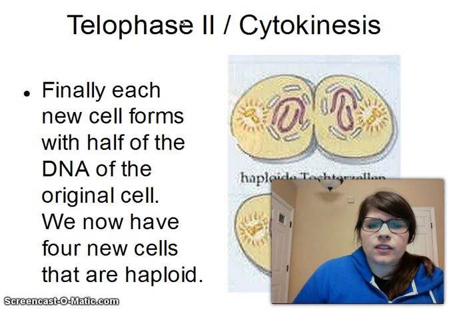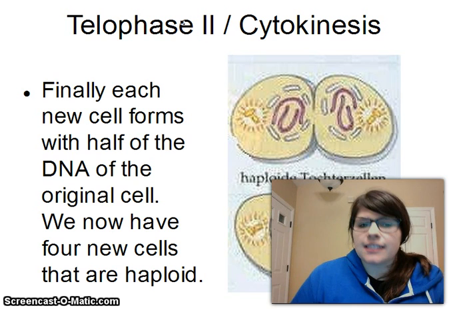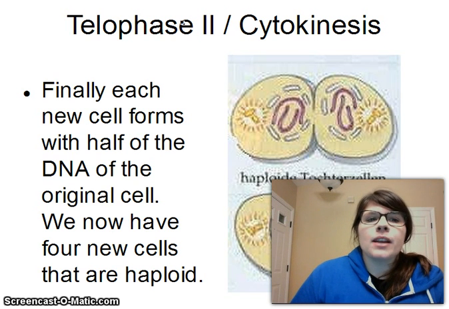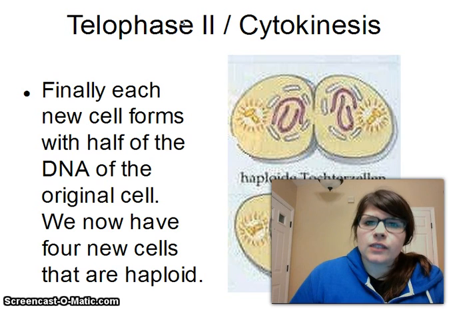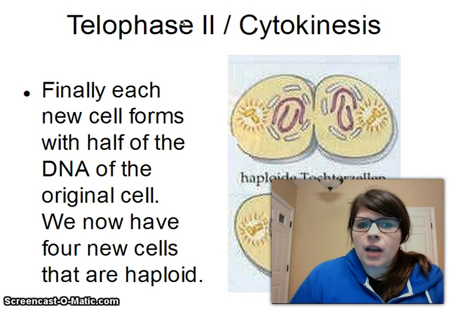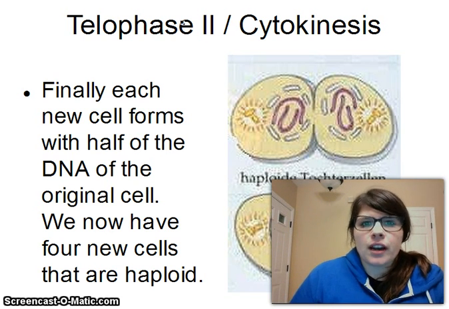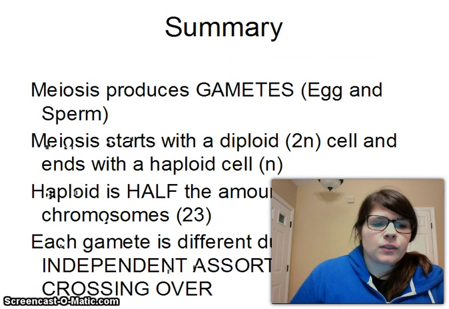So the new cells form with half the amount of DNA of the original cell. We now have 4 new cells that are haploid. Now, those 4 new cells happen for spermatogenesis. In oogenesis, it's a little different, but I want you to know that in oogenesis, we get 1 ovum for every meiosis, and we get 3 polar bodies. Those polar bodies are not usable. So it's very important to know spermatogenesis makes 4, and oogenesis only makes 1.